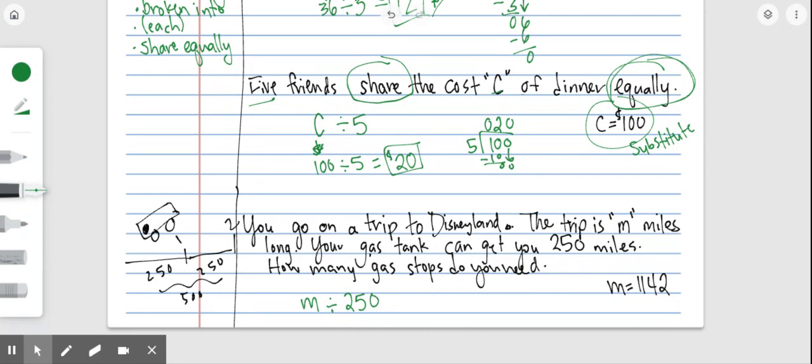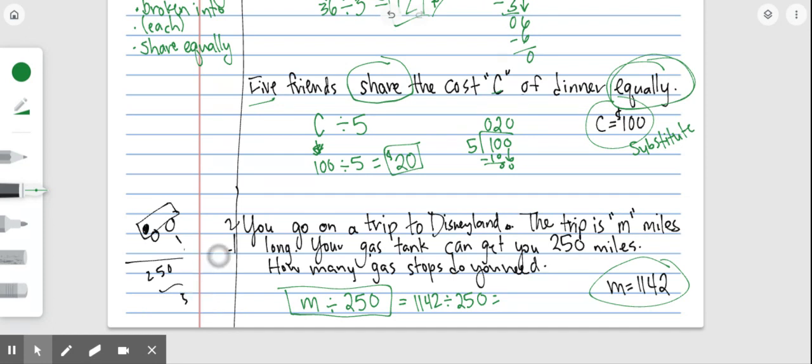So this is my expression. Miles I travel divided by 250. And then I have 1142 to plug in for miles. So this becomes 1142 divided by 250, which I can use a calculator for, or I can do it with long division if I want to.